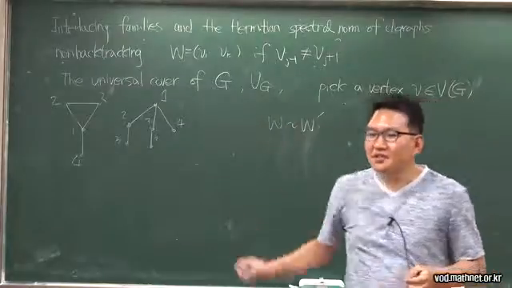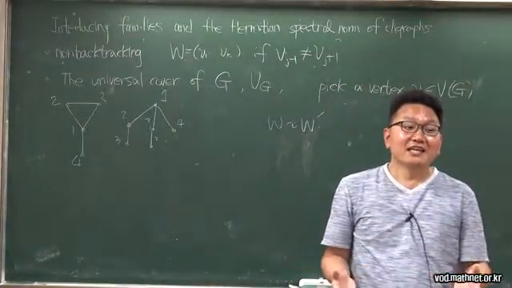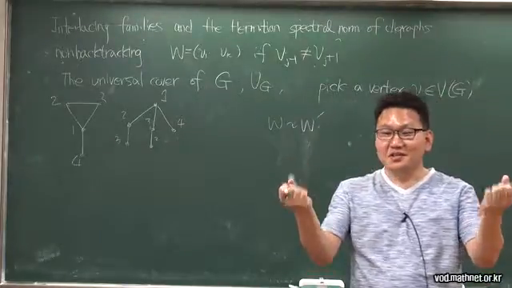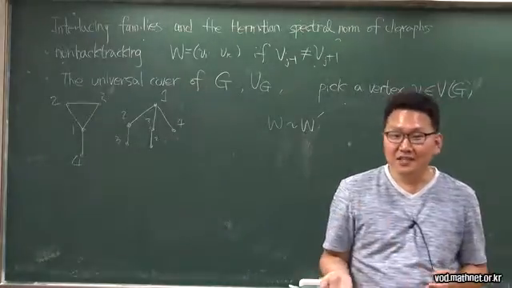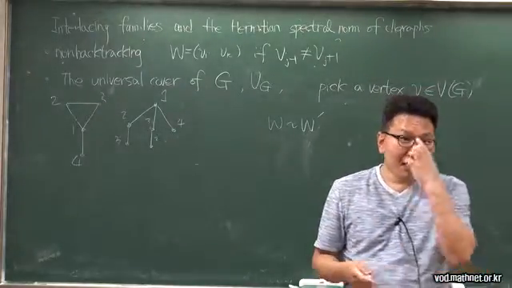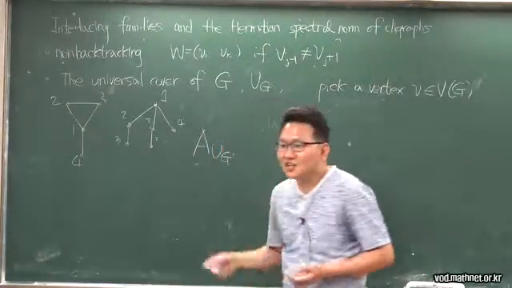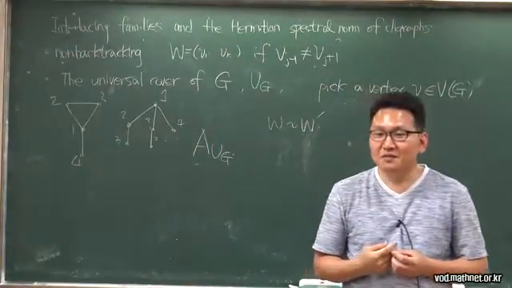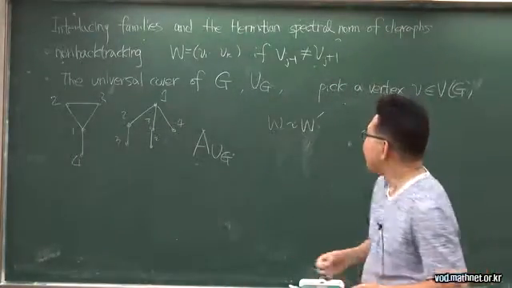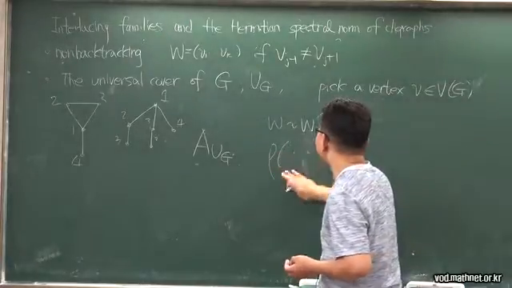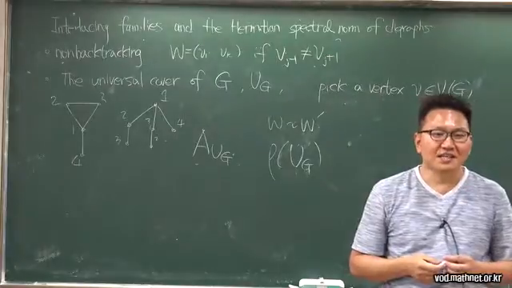If a graph is just a tree, which means there is no cycle, then the universal cover and the original graph are the same. But if there is a cycle, then you can have an infinite graph. Then you can think about the adjacency matrix of the universal cover, which of course is an infinite symmetric tree. And then you can think about the spectral radius of the universal cover.